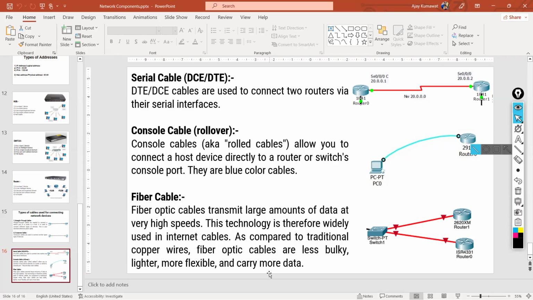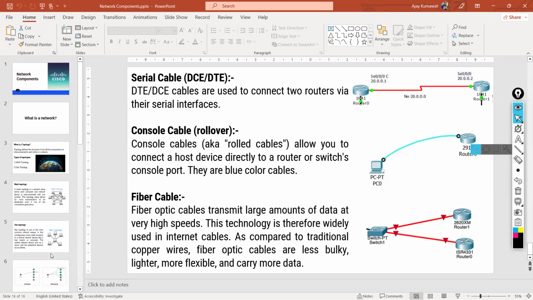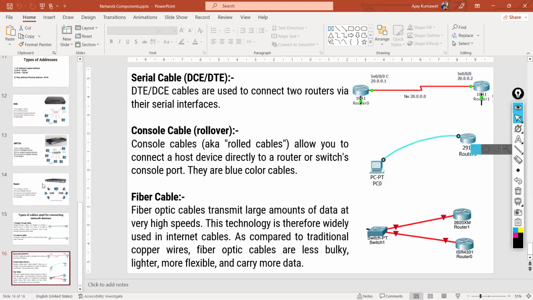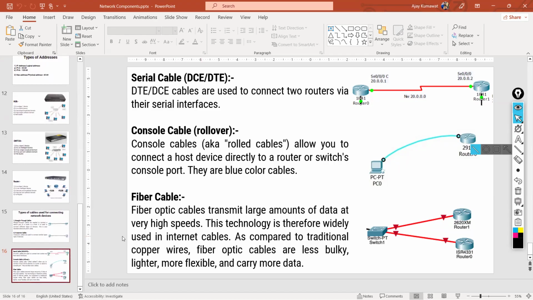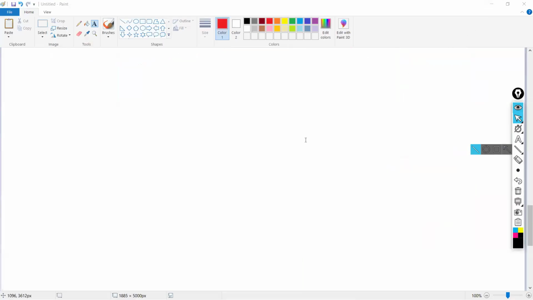Is that clear? So this is your introduction to the cables. Any doubts in the cable part? No? Online people? Now let's move on to the next part.